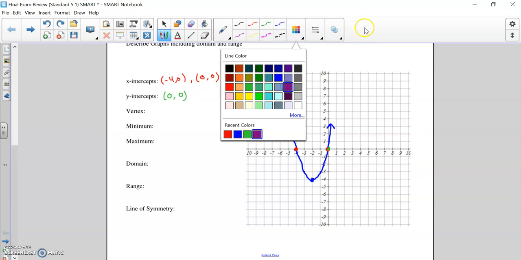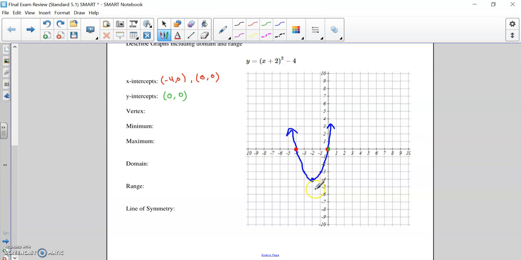All right, the vertex we can tell pretty easily just by looking at the picture. You can also use the opposite of h, k method, right? h is 2, k is -4, so we know that our vertex would be at (-2, -4). But otherwise, you can, again, just use the picture.